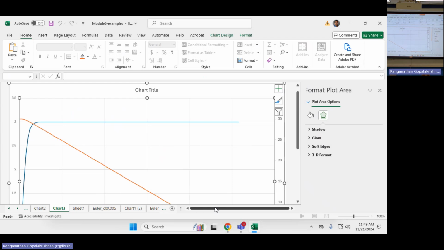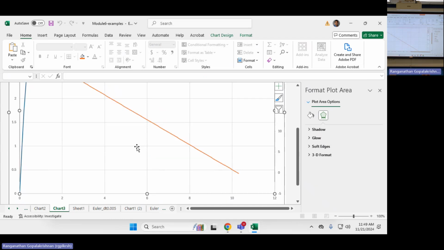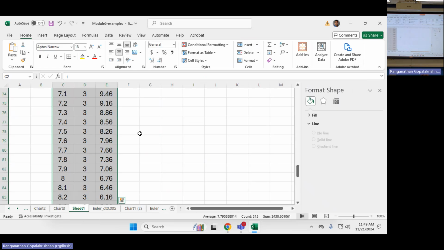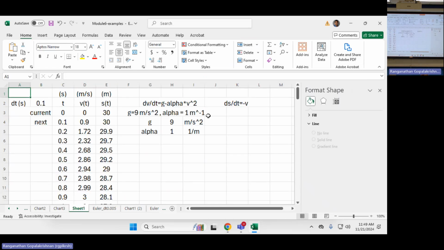So this is what we mean by the trajectory, which is the position and the speed of the object as a function of time. And how we got that is by solving a set of two ODEs, one for speed and one for the distance, which are coupled to each other. Okay.